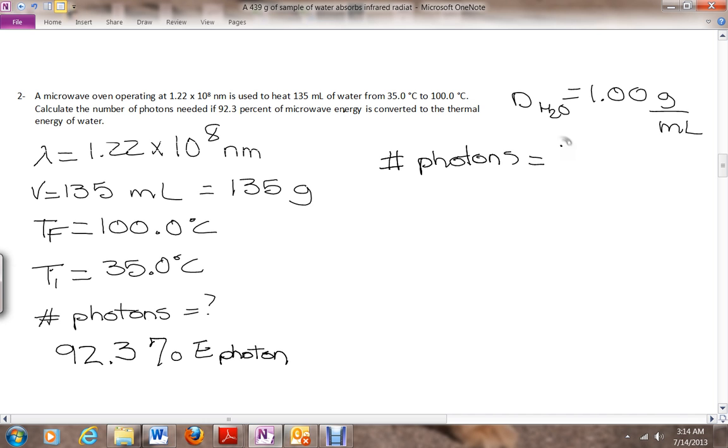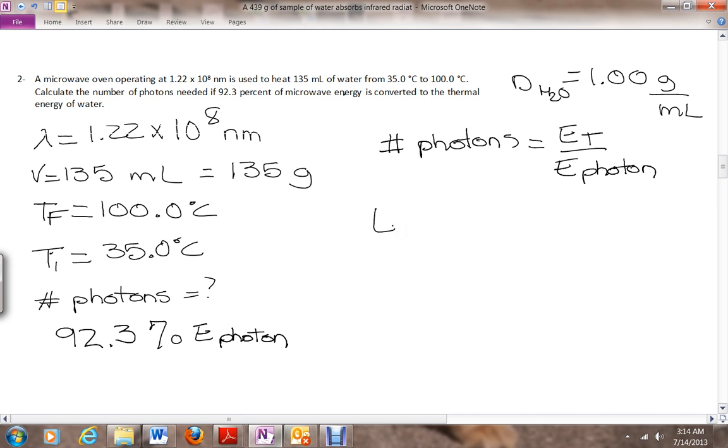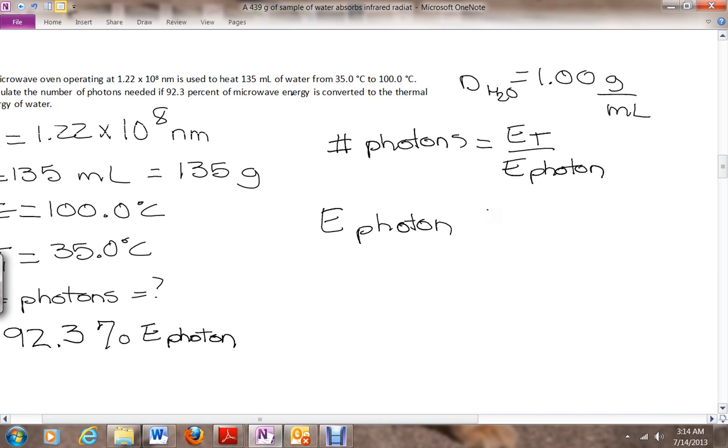So what we have to do is again divide the total energy by the energy of the photon. And this is the energy from the microwave. So what do we have to do first? Let's calculate the energy of a photon. And then we multiply by 0.923 because we are only going to use 92.3%. Let's start with that. Let's use our prior formula from the prior problem, the energy of the photon.